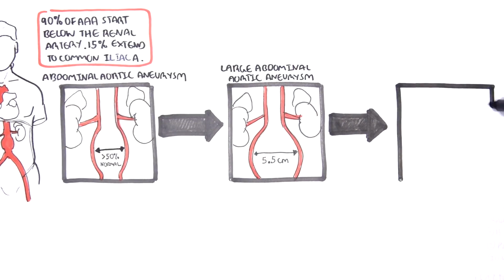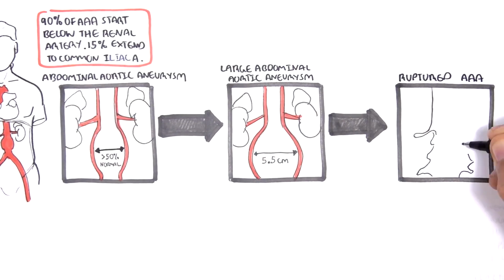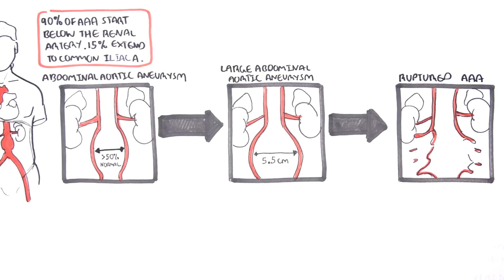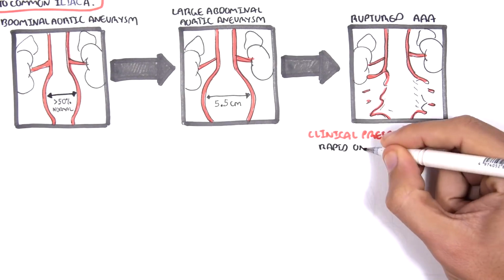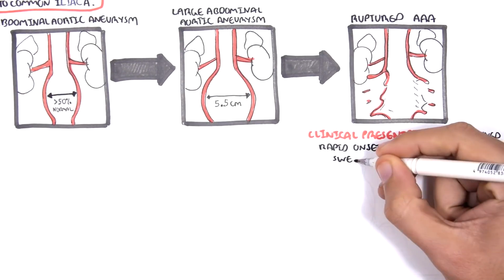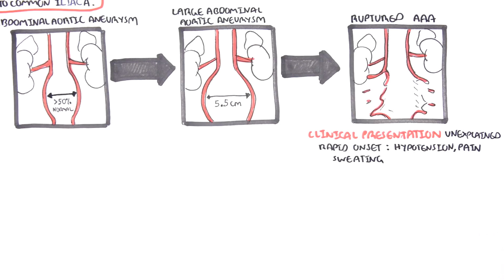If treatment is not done, the AAA can progress to a ruptured abdominal aortic aneurysm. The clinical presentation of a ruptured AAA includes unexplained rapid onset hypotension, back pain or loin pain, and sweating. Also, the AAA can rupture either anteriorly or posteriorly. Anteriorly, it can rupture into the peritoneal cavity, or posteriorly into the retroperitoneal space. Rupturing into the peritoneal cavity has a poorer prognosis.